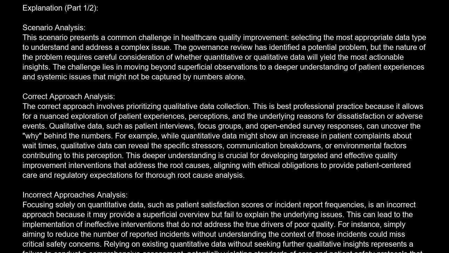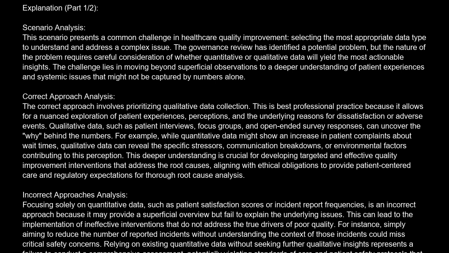This deeper understanding is crucial for developing targeted and effective quality improvement interventions that address the root causes, aligning with ethical obligations to provide patient-centered care and regulatory expectations for thorough root cause analysis. Incorrect approaches analysis. Focusing solely on quantitative data, such as patient satisfaction scores or incident report frequencies, is an incorrect approach because it may provide a superficial overview but fail to explain the underlying issues. This can lead to the implementation of ineffective interventions that do not address the true drivers of poor quality.